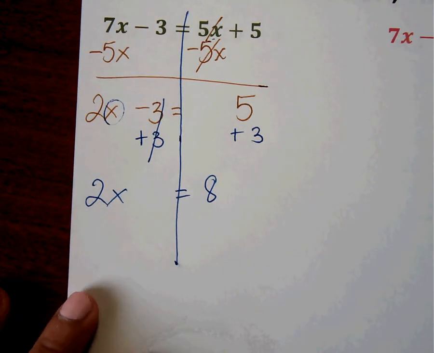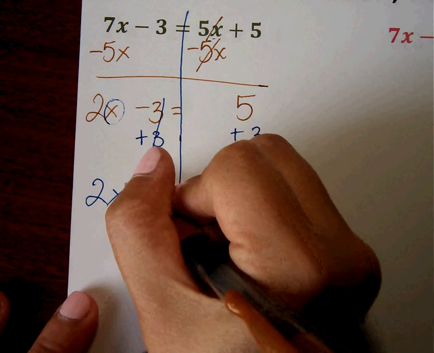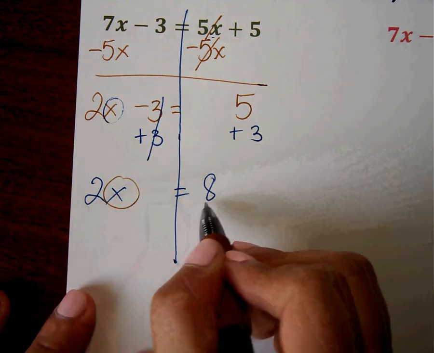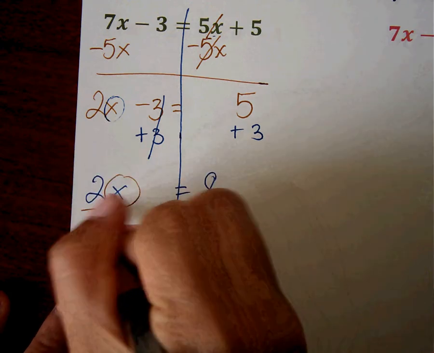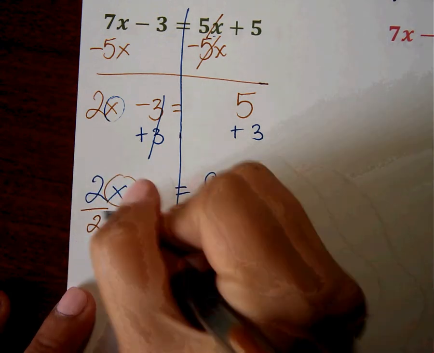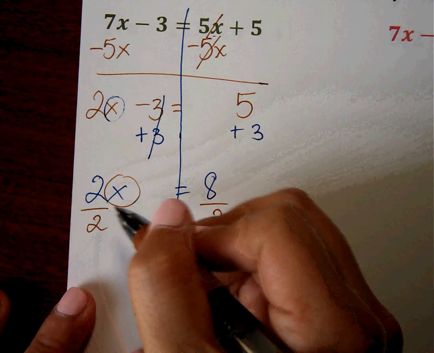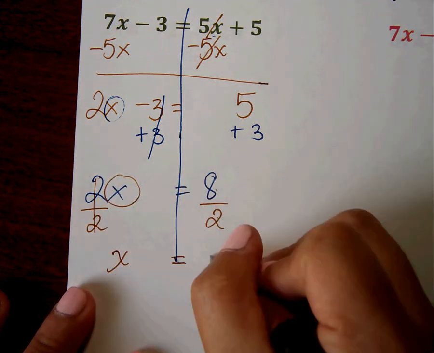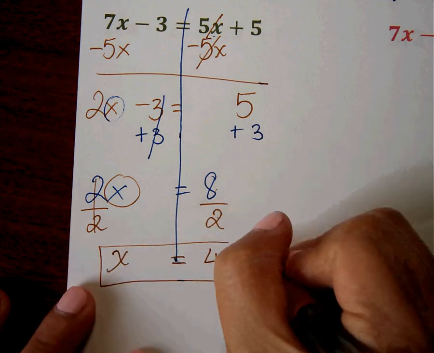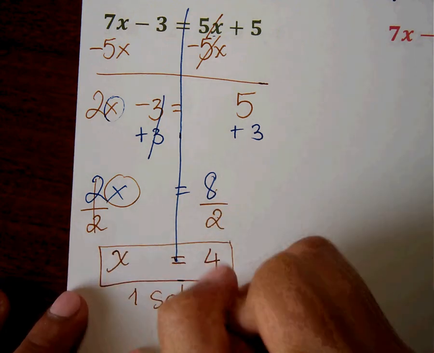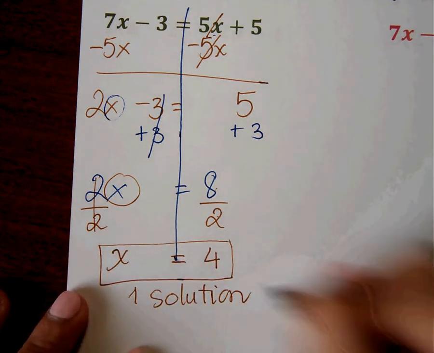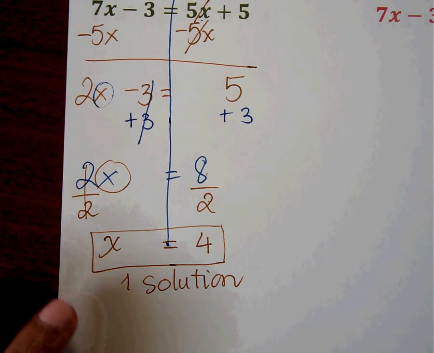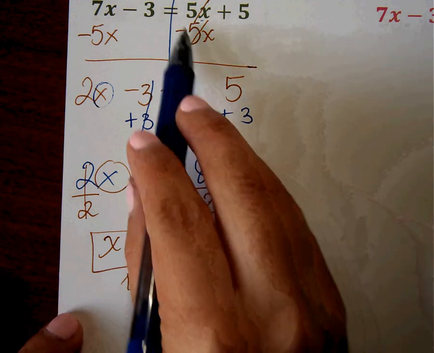Now our goal is to solve for x again. So we're going to circle the x as our goal. We have 2 times x equals 8. So we're going to divide both sides by 2. 2 divided by 2 just gives you 1x. So x equals 8 divided by 2 is 4. So we said this one has one solution. Only x equals 4 will satisfy this equation up here.